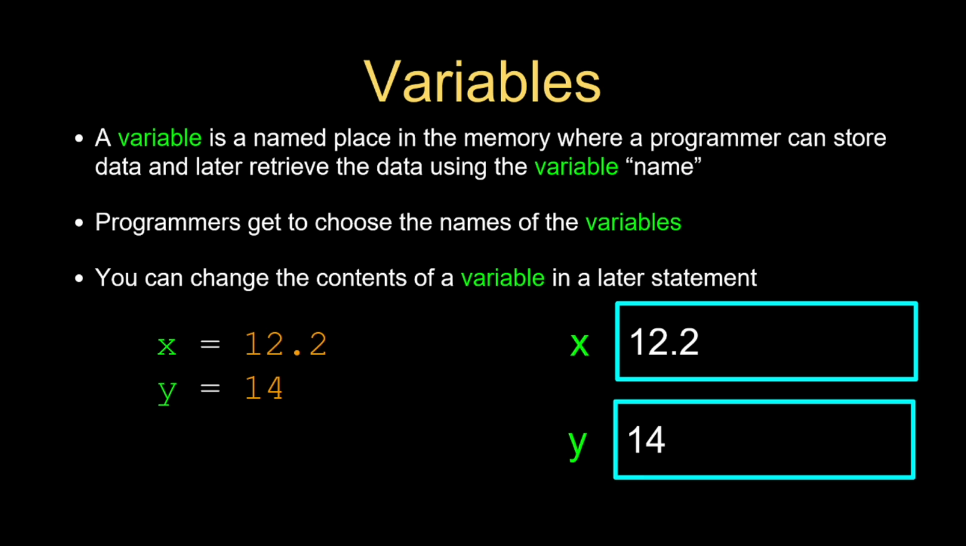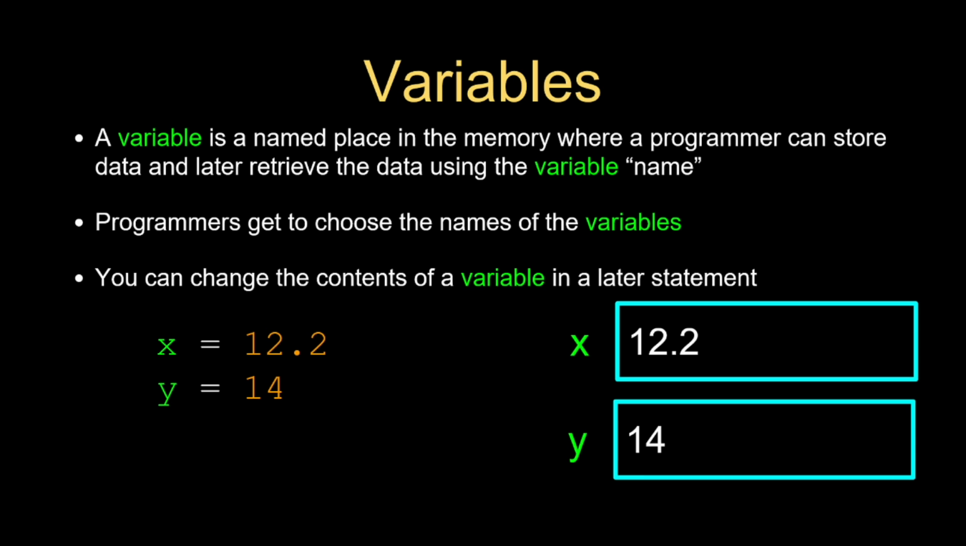Okay, so for that user input, you need to prepare that in your program so that whenever there's data that could be readily fed in that user input, the program can process it, and you could not do that without allocating that in the memory beforehand. Okay, so programmers get to choose the names of the variables. Okay, you can change the content of a variable in a later statement.